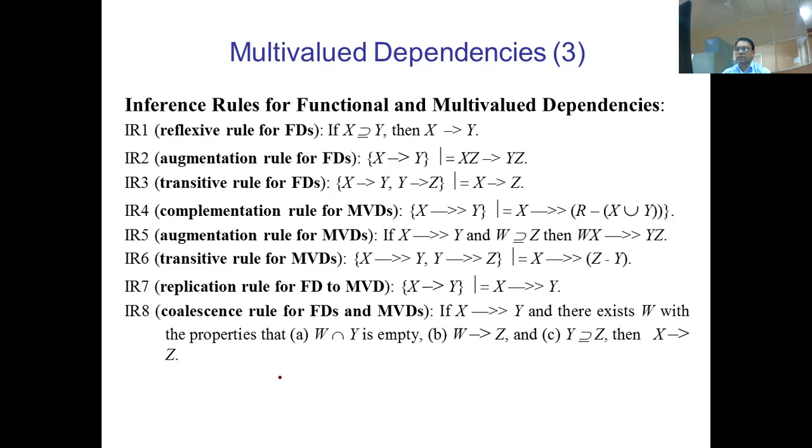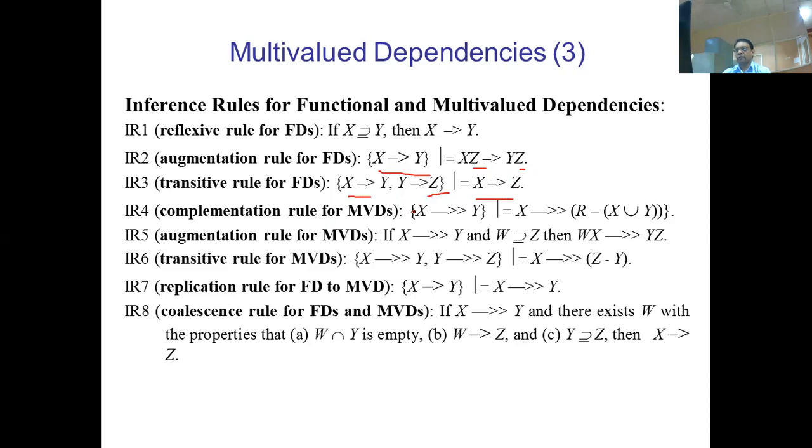A reflexive rule says that if Y is a subset of X, then X determines Y holds good. Augmentation rule: if we have X determines Y, then we add attribute Z to the left-hand side and right-hand side, then XZ determines YZ. The examples were discussed in the previous session's video about these augmentation, reflexive, and transitive rules. Transitive rule: if X determines Y and Y determines Z, then we can write X determines Z.